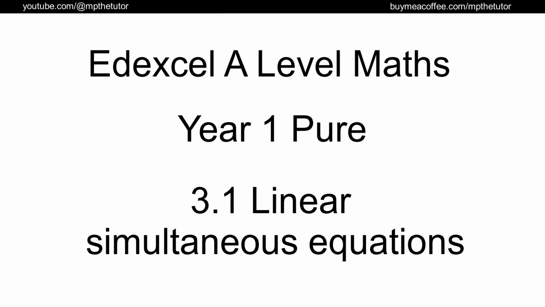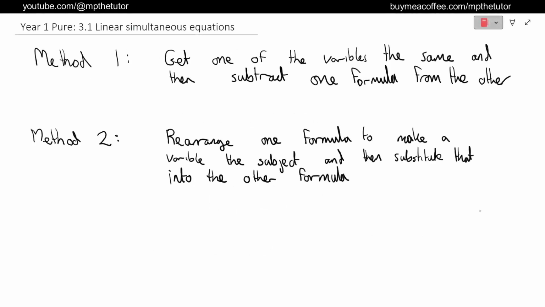And with this, there are kind of two methods. There's method one, where you get one of the variables to be the same, and then subtract one formula from the other. Or there's method two, which is to rearrange one of the formulas to make a variable the subject, and then substitute that into the other formula.